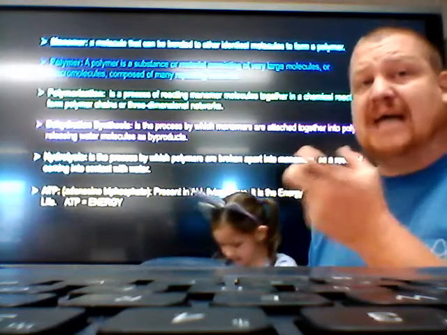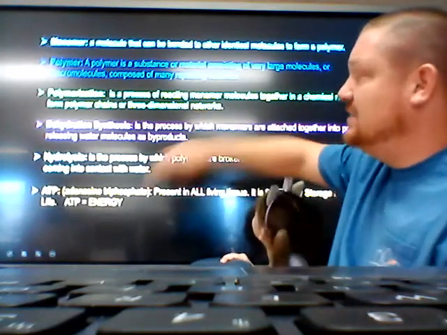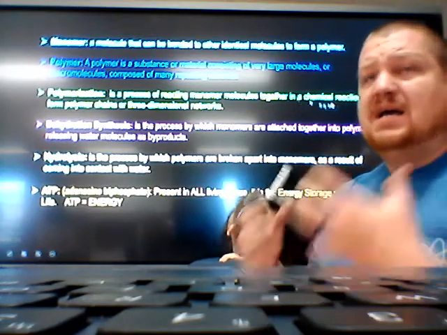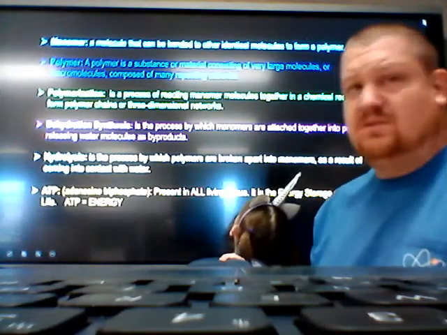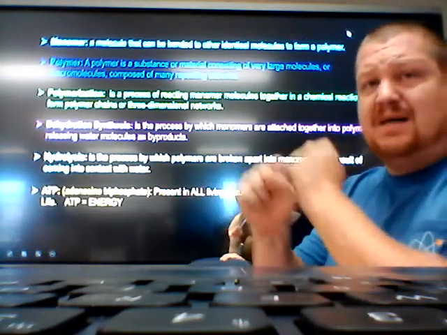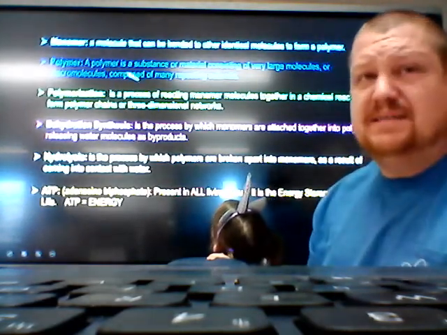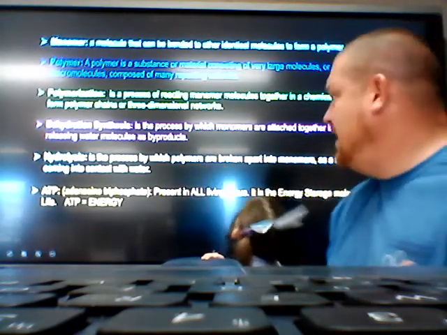Remember, ation means action. It's the action of making a polymer. Then we got dehydration synthesis and hydrolysis. Remember, synthesis means to make. Dehydration means remove water. So we're going to make that bond by removing water. Hydrolysis, hydro referring to water, lysis referring to split or bust. We're going to break those bonds apart by inserting water, by adding water.